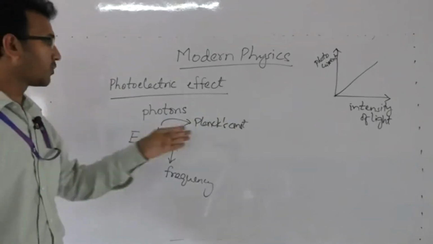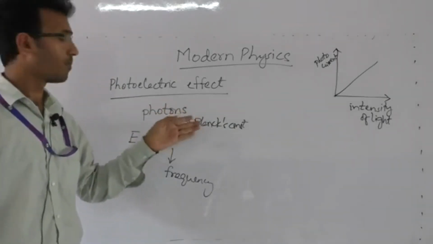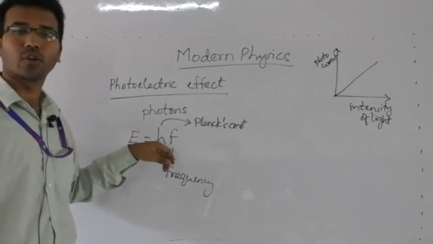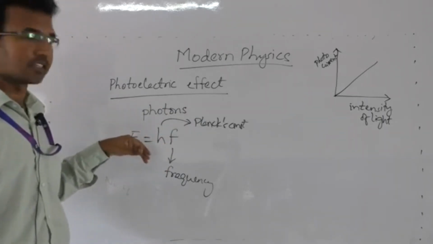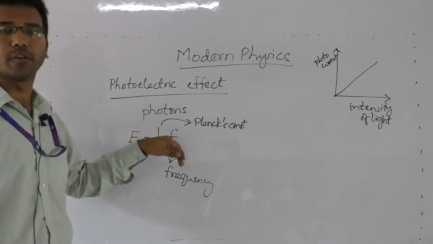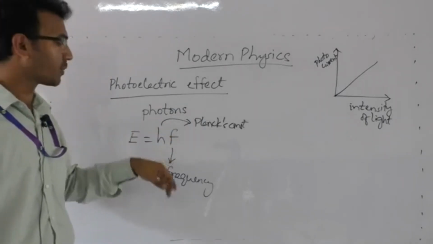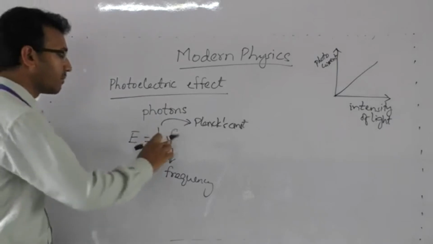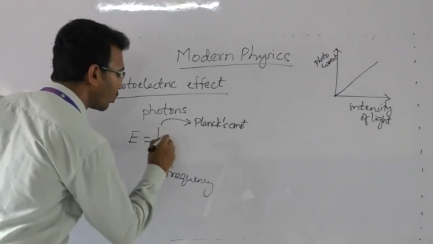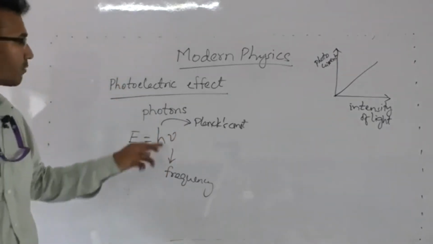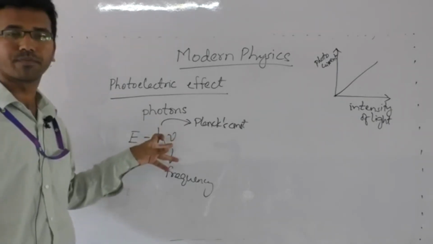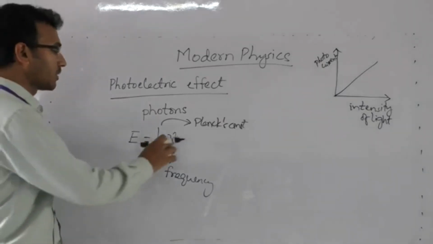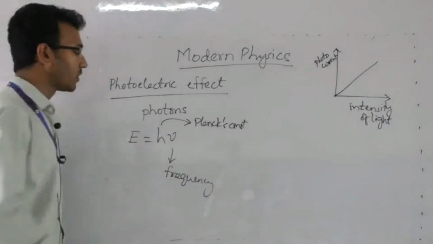He drew inspiration from Planck's theory, Planck's law, and used Planck's constant in this. Each photon will have an energy equal to h times f, where f is the frequency of light. In some cases you can represent it as nu also. In some books you can find frequency represented by this symbol, nu. So it is your comfort, whichever symbol you use.